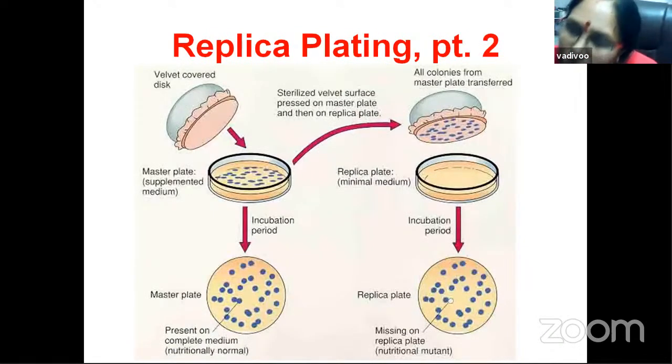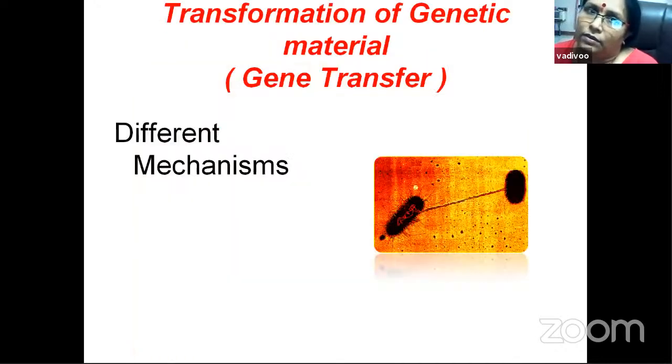And how will you select? You can detect a mutation by a technique called replica plating, where a velvet covered disc is used to transfer all colonies from the master plate, and incubation is different. So you can identify a mutant. This is a typical way to identify a mutation in the colony, and this is called Lederberg's technique.